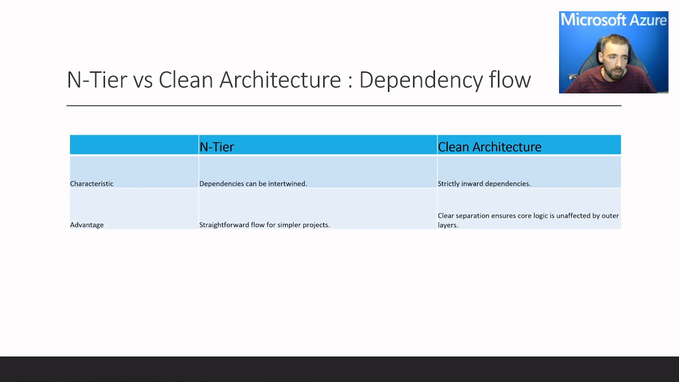The advantage of the N-tier is straightforward flow for simpler projects. So again, if you're new to programming or working on a very simple project, the N-tier can be applicable. With clean architecture, clear separation ensures core logic is unaffected by the outer layers. So the application core at the center of the application does not depend on external factors like infrastructure and UI.